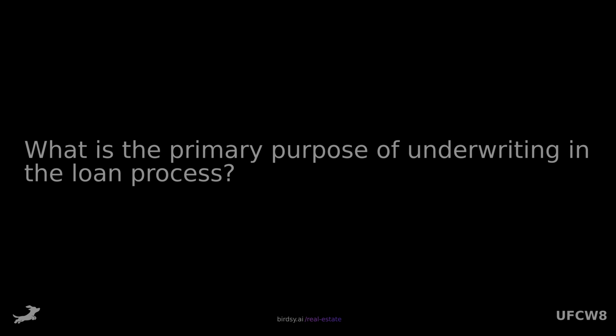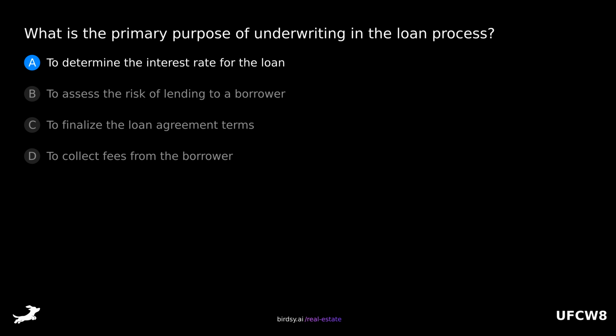Finance. What is the primary purpose of underwriting in the loan process? Is it A, to determine the interest rate for the loan? B, to assess the risk of lending to a borrower? C, to finalize the loan agreement terms? Or D, to collect fees from the borrower? The answer is B, to assess the risk of lending to a borrower.